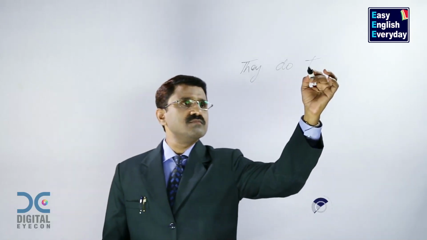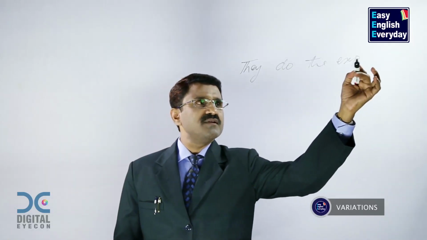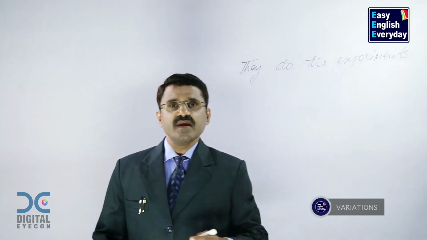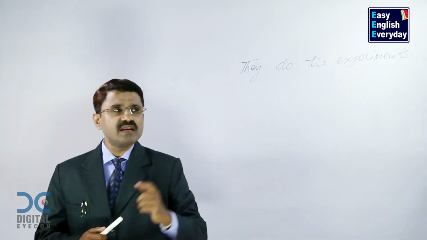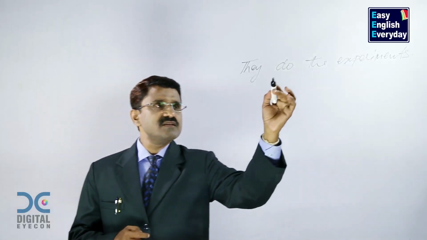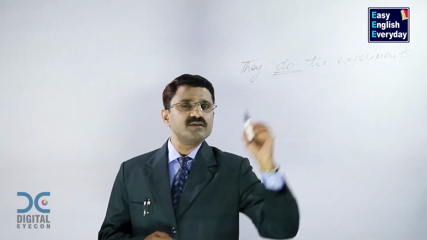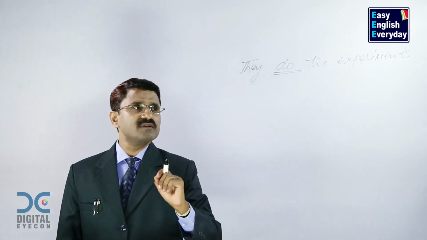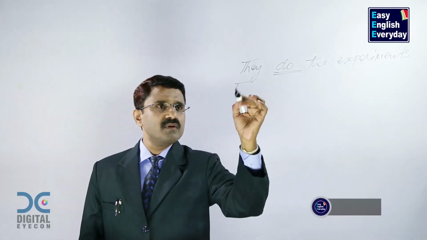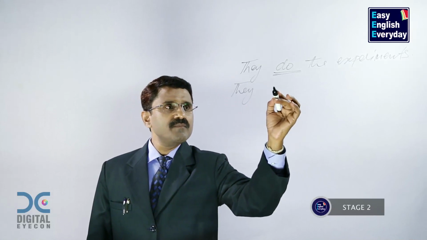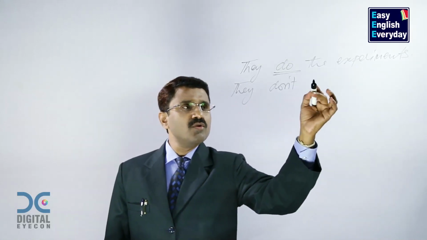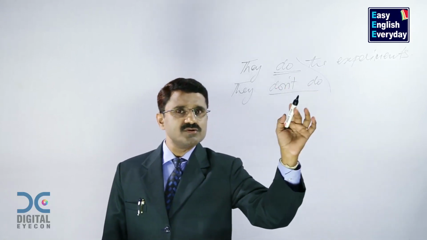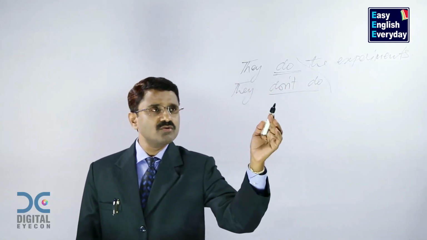They do the experiments in the laboratory. This is an affirmative sentence. They do the experiments. Now I want you to learn how to convert this into negative form. They don't do. They do, they don't do.